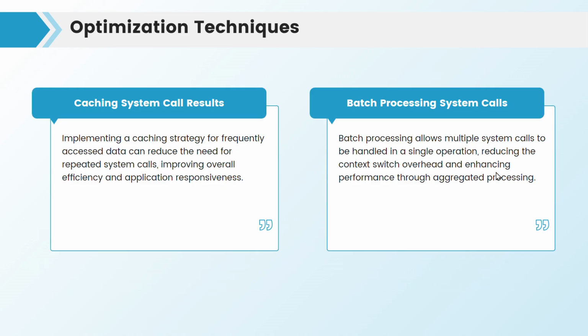Optimization techniques. Caching system call results. Implementing a caching strategy for frequently accessed data can reduce the need for repeated system calls, improving overall efficiency and application responsiveness. Batch processing system calls. Batch processing allows multiple system calls to be handled in a single operation, reducing the context switch overhead and enhancing performance through aggregated processing.